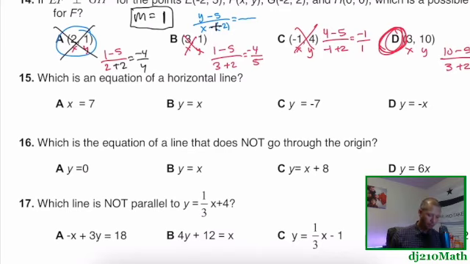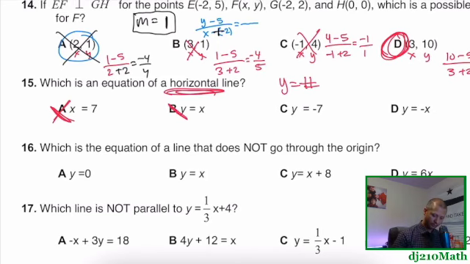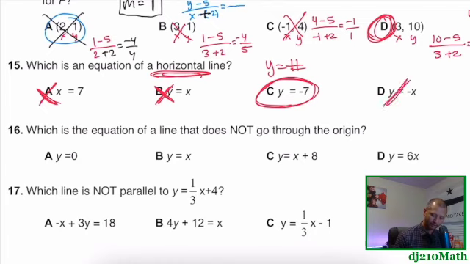Okay. Which is an equation of a horizontal line? Horizontal lines are y equals a number. Right? Y equals a number. So which one is y equals a number? Here's A, x equals 7. Not it. B is y equals x. Right, but x isn't a number. X is a variable. So that's not a horizontal. It needs to be exactly a number. Y equals negative 7. I like that one. And then lastly, y equals negative x. Not it.